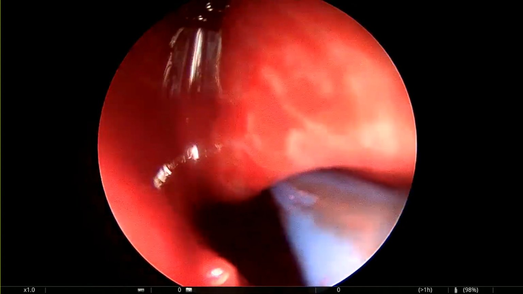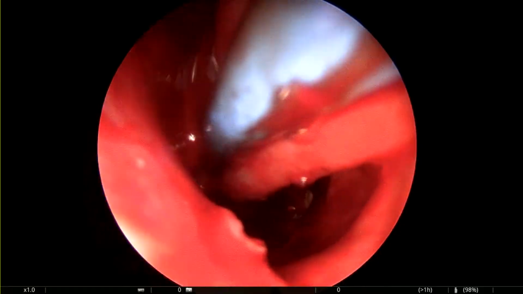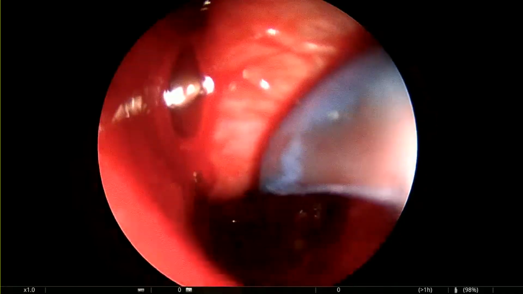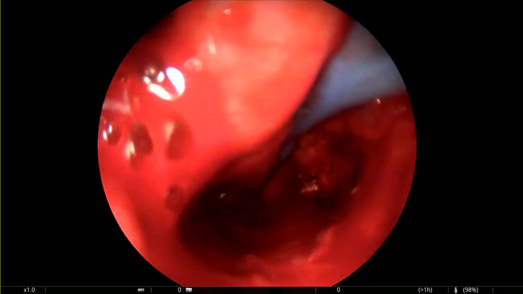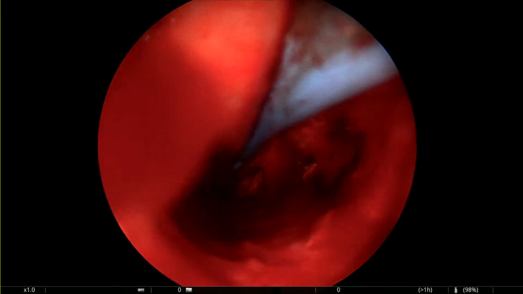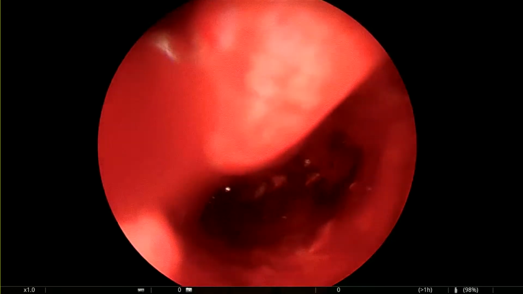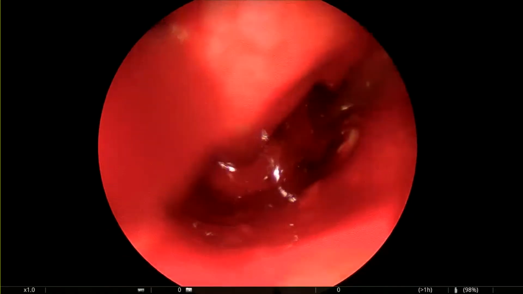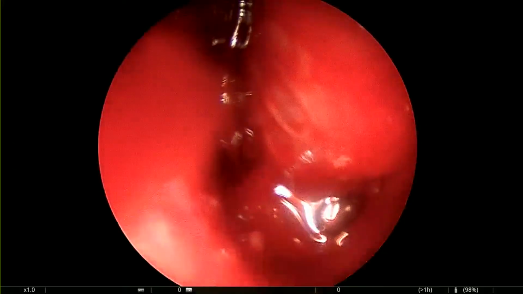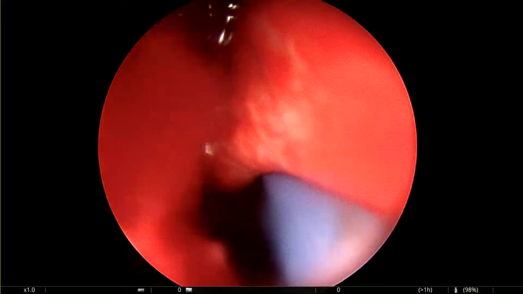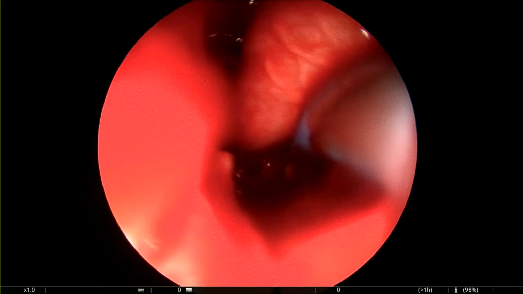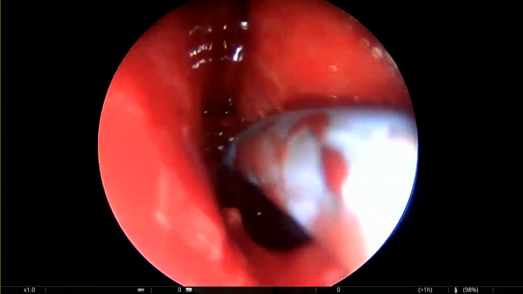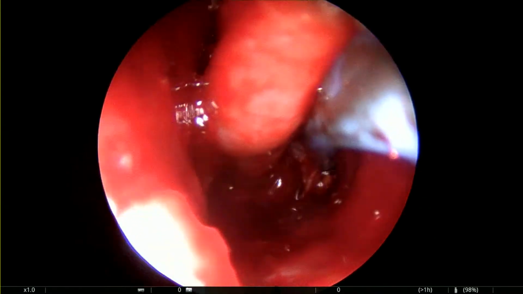Stop. So now we are going to make a small hole in the bone here. Spatula. Okay. Like that. So, straight forceps. Straight forceps and straight suction tube. Like that. Okay.